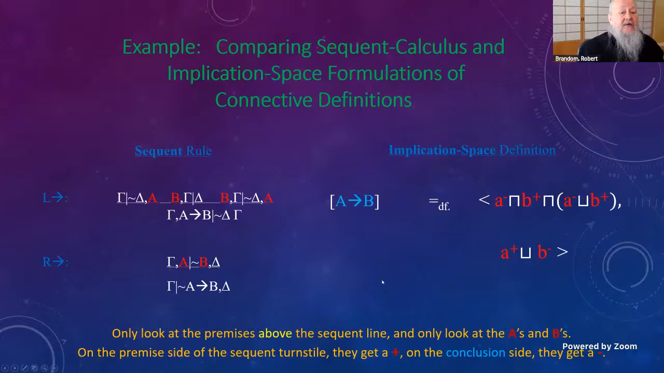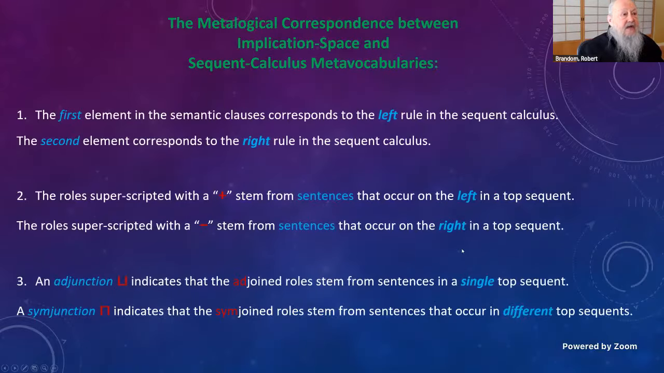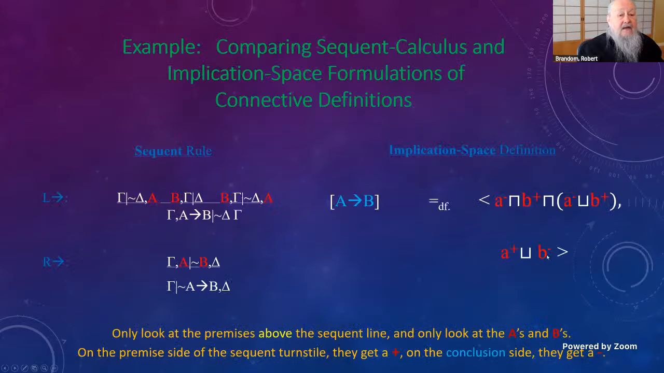And if we look at this right rule, we say that adjunction, the union-like operation, is the one that combines the sentences that occur in a single sequent, and that's what we find here. And that the plus means that the sentence came from the premise side. The minus meant that it comes from the conclusion side.